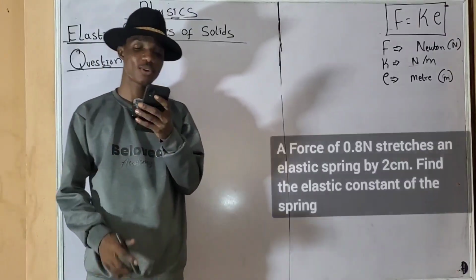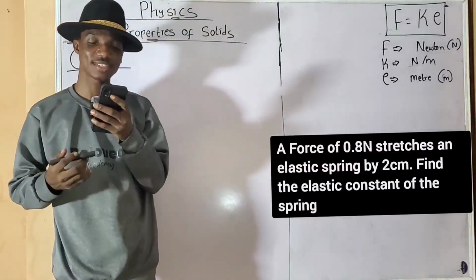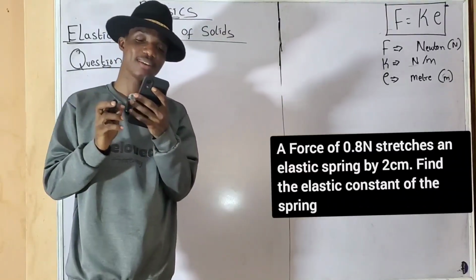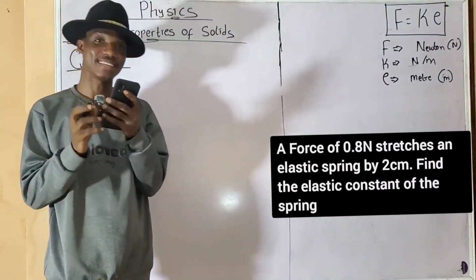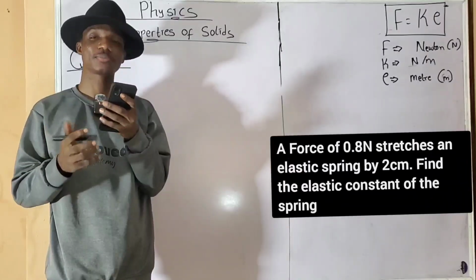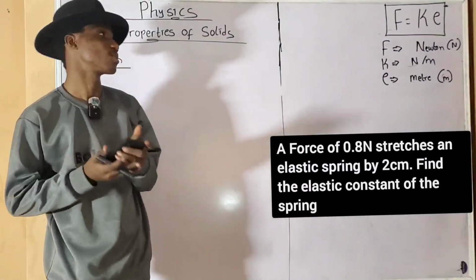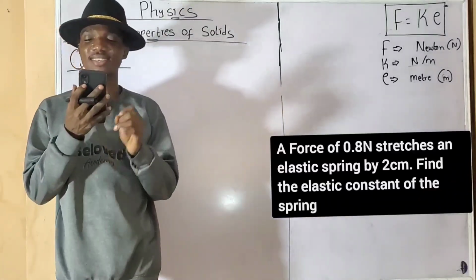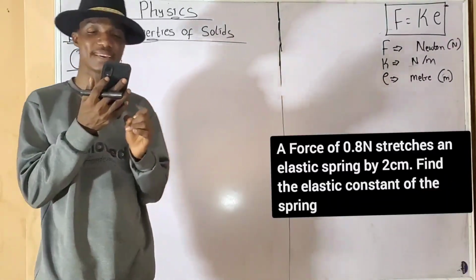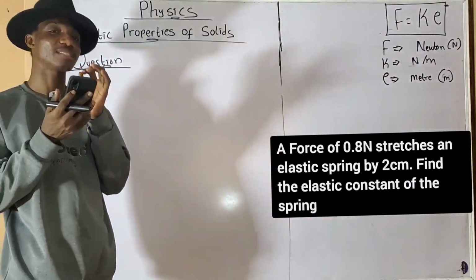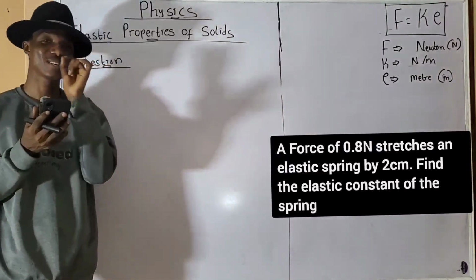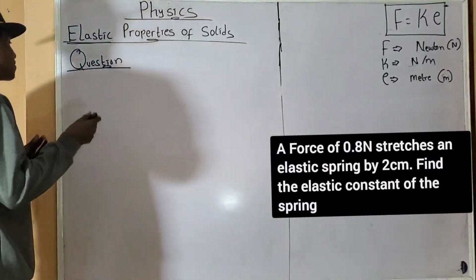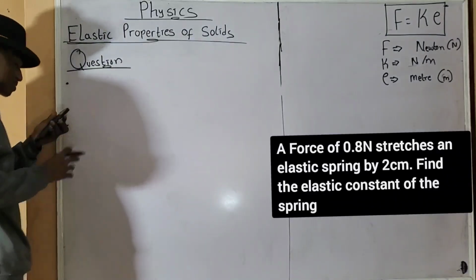Okay, a force of 0.8 Newton stretches an elastic spring by 2 centimeters. You can see that all this question is on spring. So spring has spring constant. That is constant K. Do you understand? Okay. Find the elastic constant of the spring. This kind of elastic constant is called spring constant. Do not forget, okay?